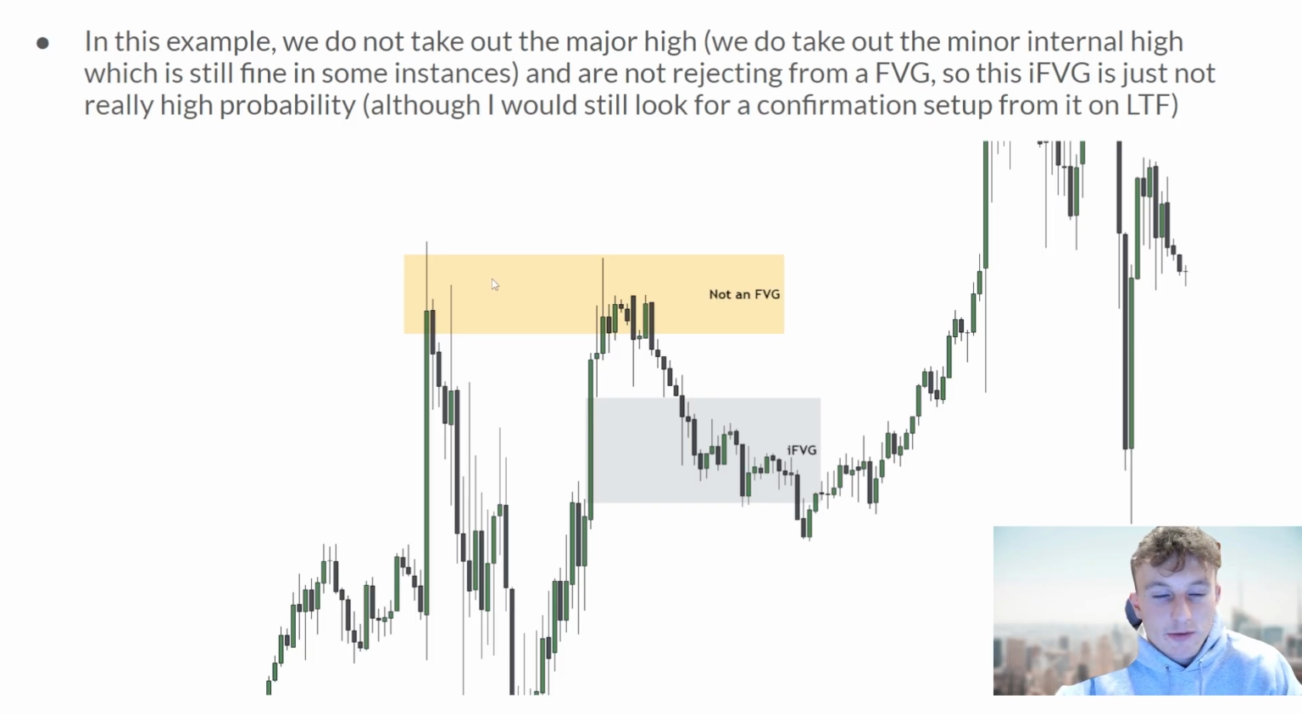I mean, there's going to be the people who say, oh, but we're delivering from the CE of the wick. Okay, it's still not a fair value gap. So I would not count this inversion to work. Although maybe I would look for an inversion from it, or maybe I would look for a short setup from it on the lower time frame, but chances are we probably didn't get any here. But again, it does not mean we have to go to the low if we do not deliver from somewhere meaningful.